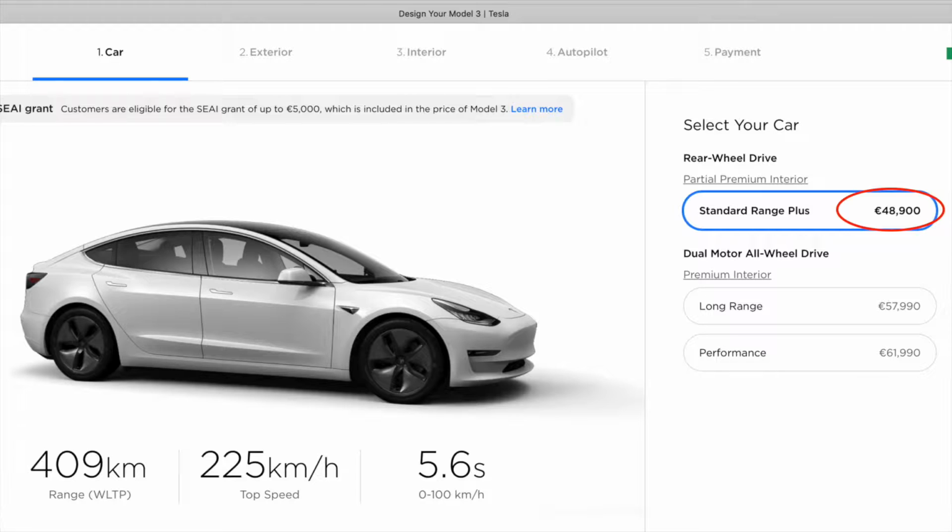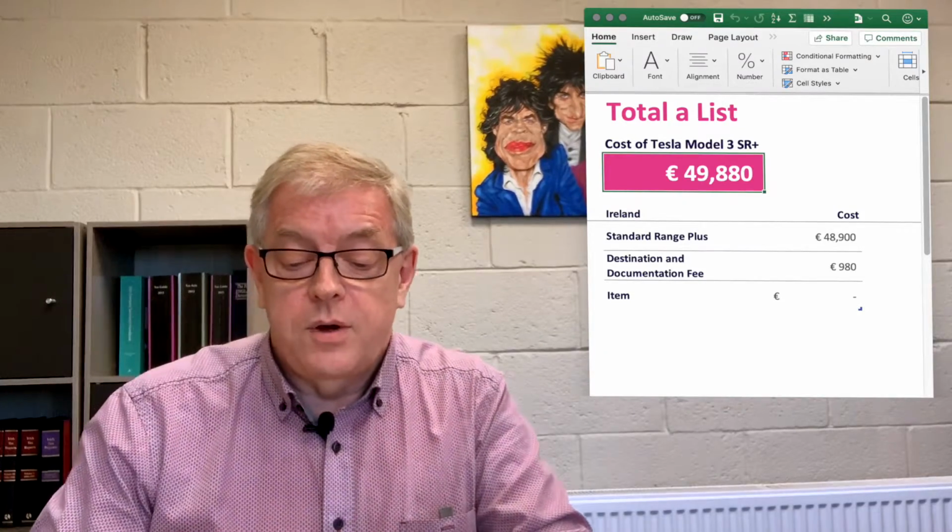Here is the Standard Range Plus. The button price there on the Irish site is 48,900 euros, as you can see. Let's do the same calculation on Excel's spreadsheet. By the way, I've confirmed that using my calculator as well, so I think Excel is correct on this. We take the 48,900 euros, we add on the 980 destination fee, we get a total of 49,880 euros. Simple enough calculation.